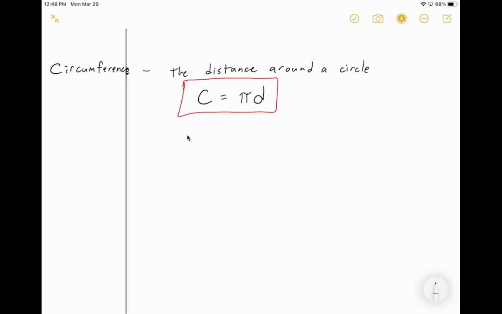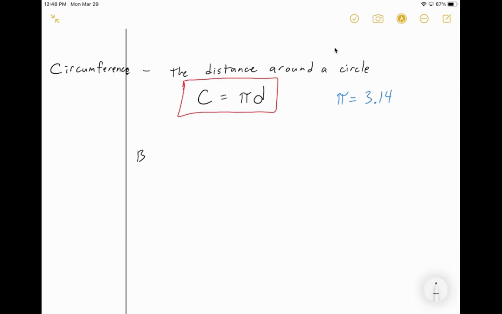Now for pi in general, you have a button on your calculator that you can use, but for our purposes, to make things easy, we're just going to say pi is equal to 3.14. Pi actually goes on forever. If you use the pi button on your calculator, your numbers will be more accurate, but a little bit off from mine. So here's the formula: circumference is equal to pi times d. Let's do some problems.